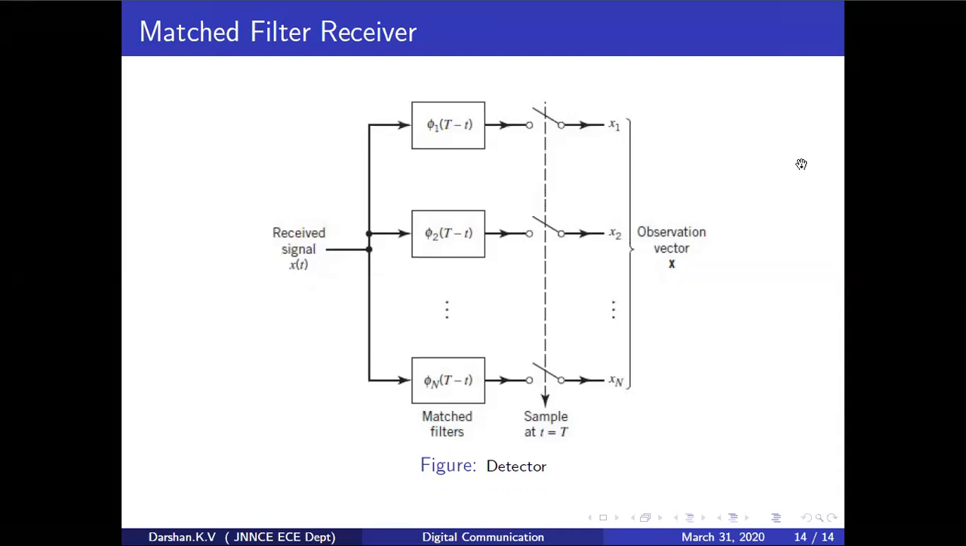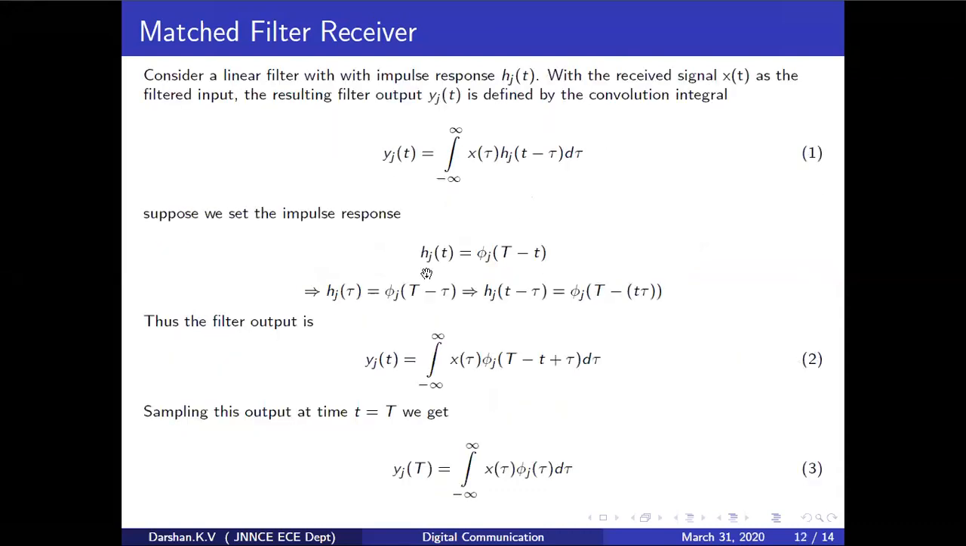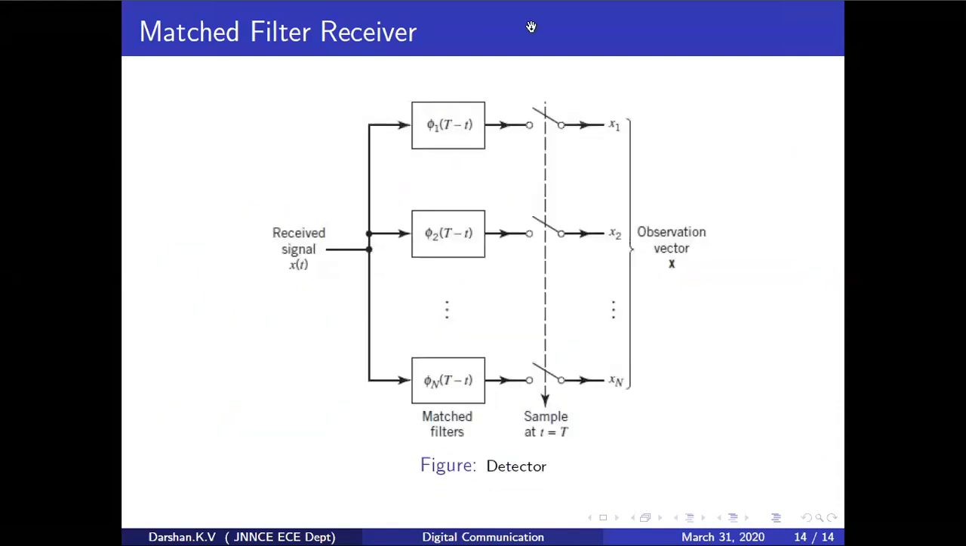Observe this block diagram. Okay, so now for this, let us get into the mathematical explanation. Consider a linear filter with impulse response hj of t. So now what we are doing is we are considering a filter. Let us not bother about what is present over here. Consider a filter. The filter response would always be represented as h.